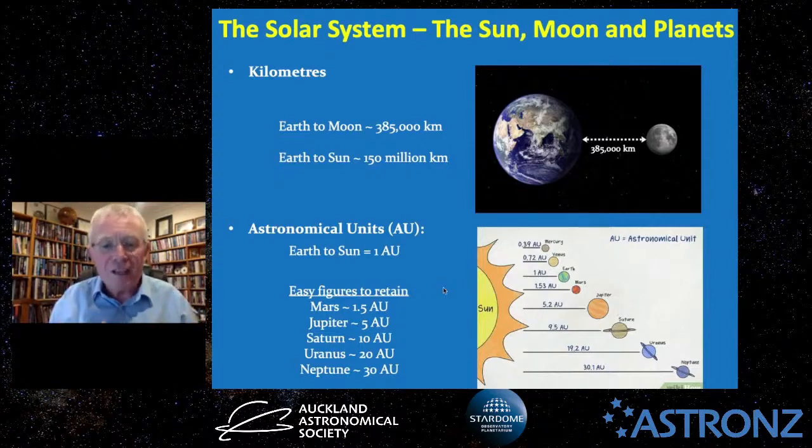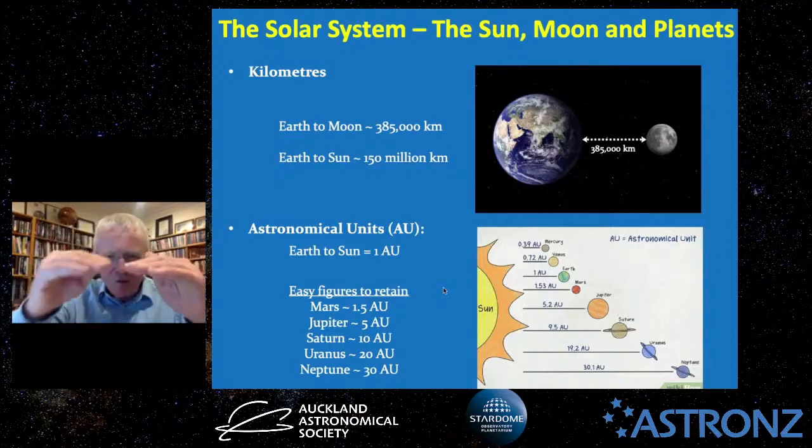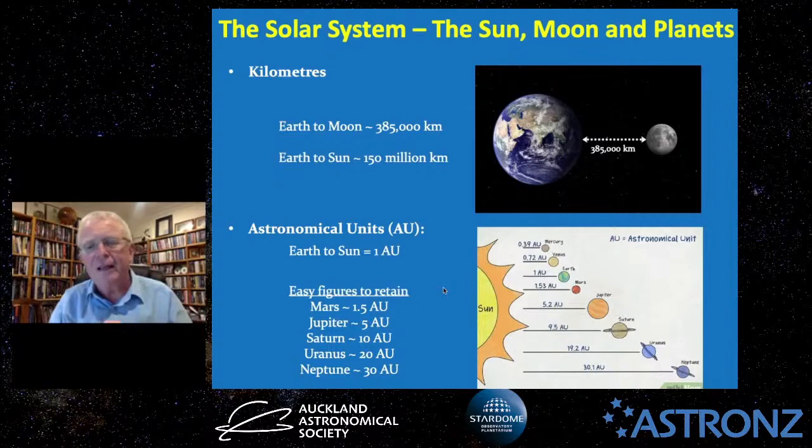Jupiter is 5 astronomical units away from the sun. Then just double that out to 10 for Saturn, double that again out to 20 for Uranus, and then you just add another 10 on for Neptune. And that's a nice, easy way. If you memorize those figures, they're easy to retain. So if someone says to you something about distance, it's easy to work out. They say, what's the orbit of, say, Saturn? You think, well, that's 10 AU. AU is 150 million kilometres, so you multiply that by 10.